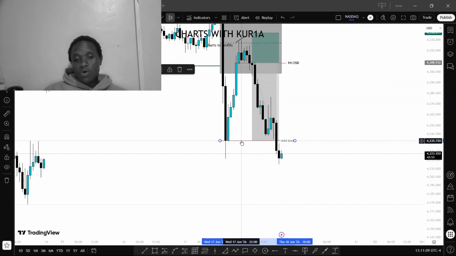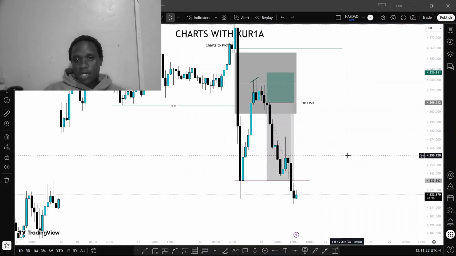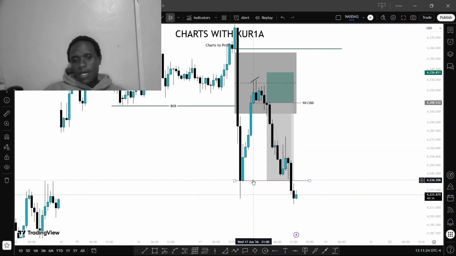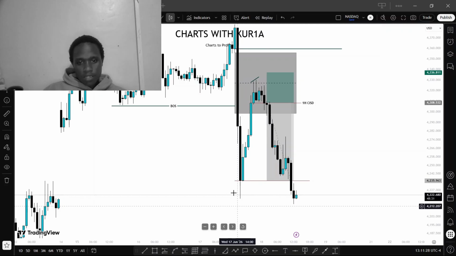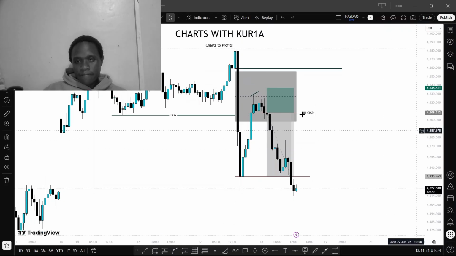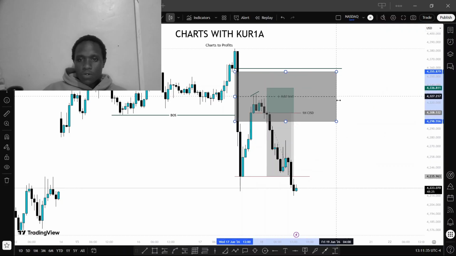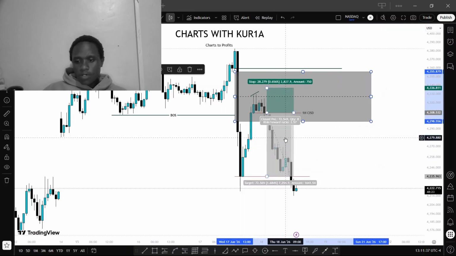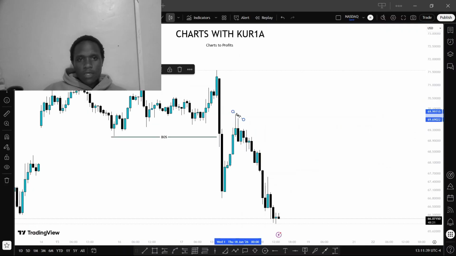Because sometimes, not all the time, price will sweep this part and then maybe leave the wick to be. So sometimes price comes to this level, sweeps that, and then it reverses back to the upside. So basically I just like to take my profits at the bodies rather than the wicks, but either way, yes. So that was the trade.